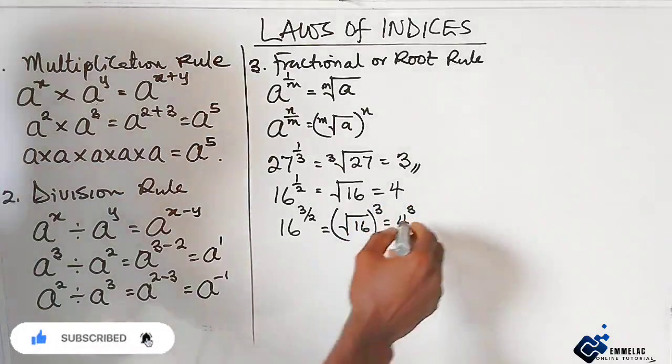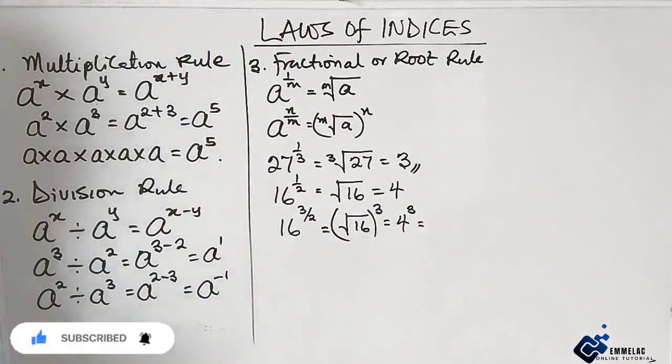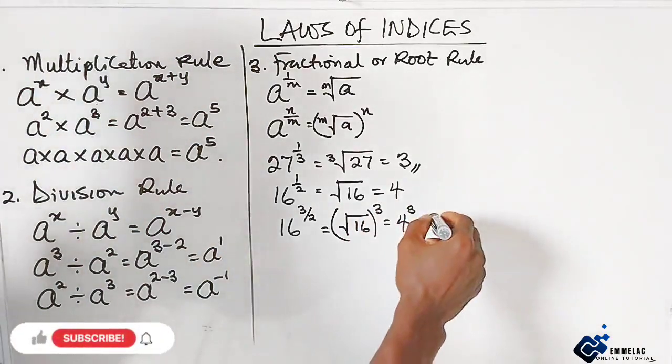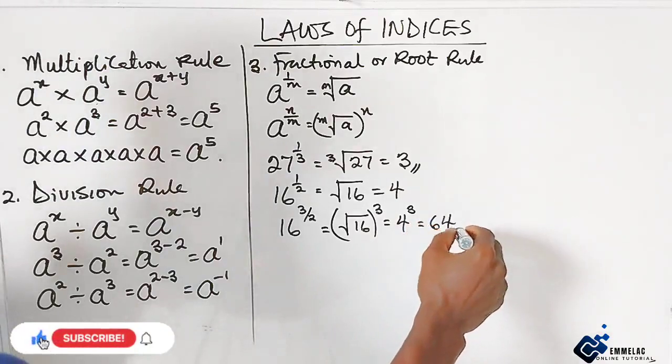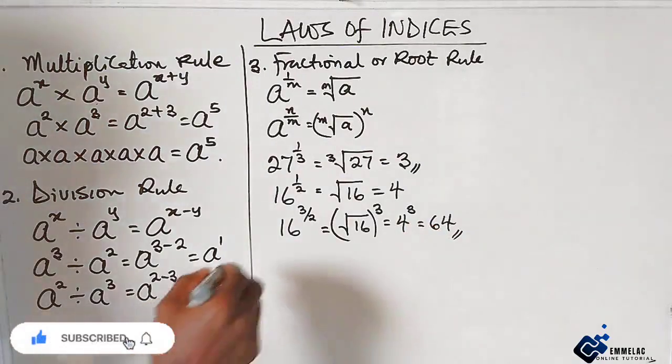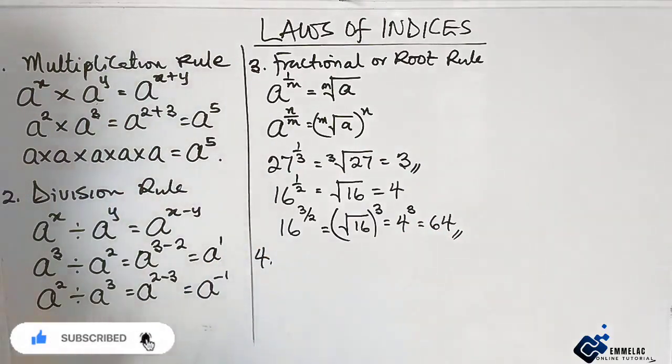Okay, and if we expand, that is 4 times 4 times 4, which is what? 16 times 4, that will give us what? 64. Okay, alright. So let us move to the next one, which is number 4.